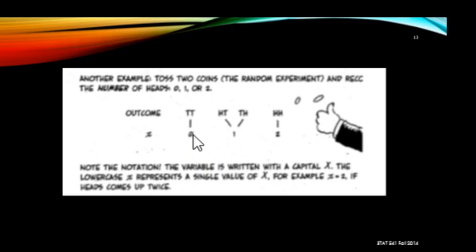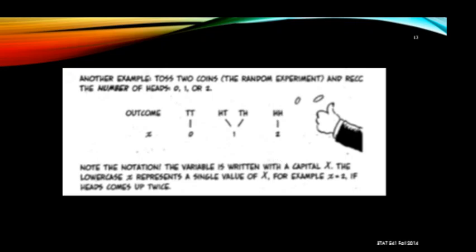So tails-tails means no heads, so we'll use 0 for that. Then heads-tails or tails-heads means there is 1 head in this outcome. And then HH will be 2 heads. So 0, 1, and 2 will now be our discrete random variable.